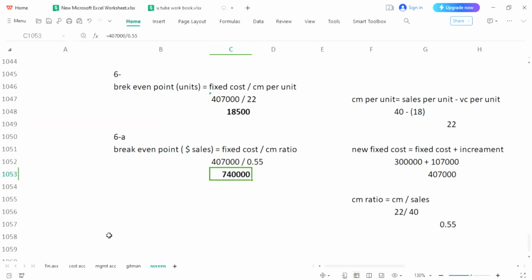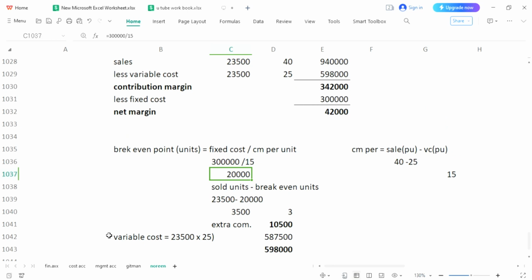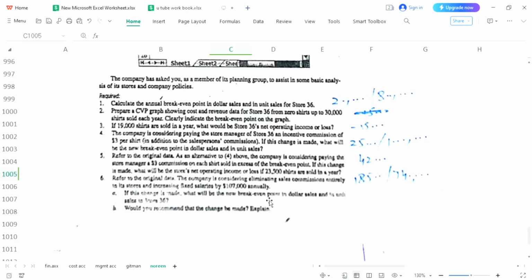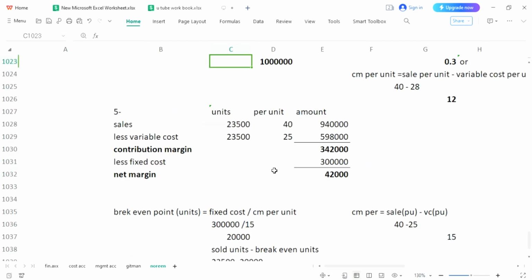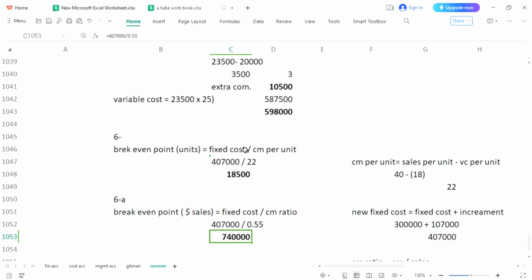I'm requesting you to please pay your full attention over here. There were some twists. I'm just repeating it. In the sixth part and in the fifth part, there were things to understand. This $3 commission was an extra commission, and we calculated our break-even point in the fifth point. Just to let you know what the twist was, we calculated our break-even number of units, 20,000. So 3,500 units were extra units, and you calculated commission upon them. And it was said for every extra unit, $3 was being paid, so 10,500 extra commission.